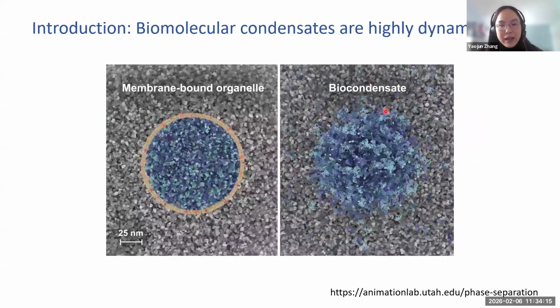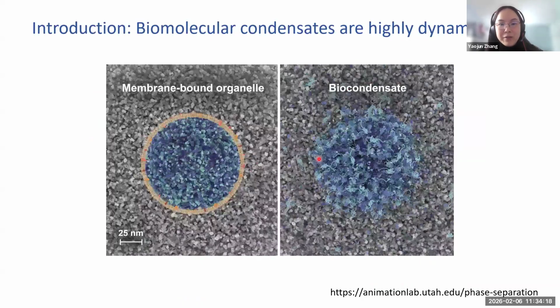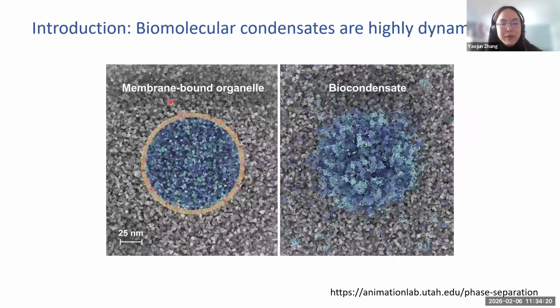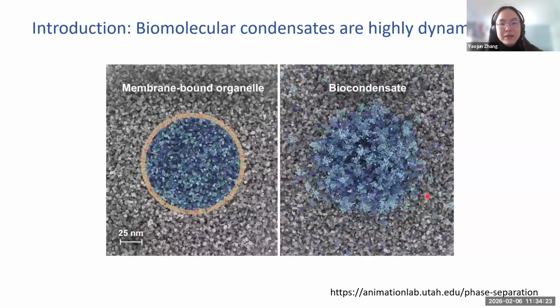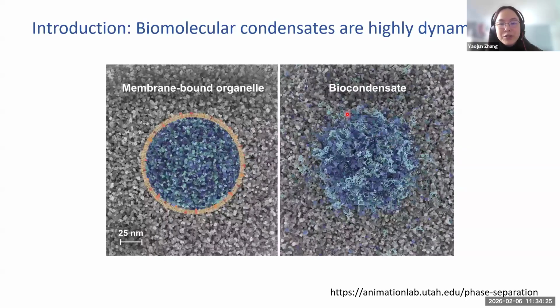So here I'm showing animations of a membrane-bound organelle on the left. It's membrane bound, and on the right, it's a biomolecular condensate. I hope you can appreciate the openness of this biomolecular condensate. Now, without this membrane, the molecules inside the condensate are constantly exchanging with molecules in the surrounding dilute phase, whereas in these membrane-bound organelles, molecules remain inside. So a condensate is a more flexible and loose structure in this sense.